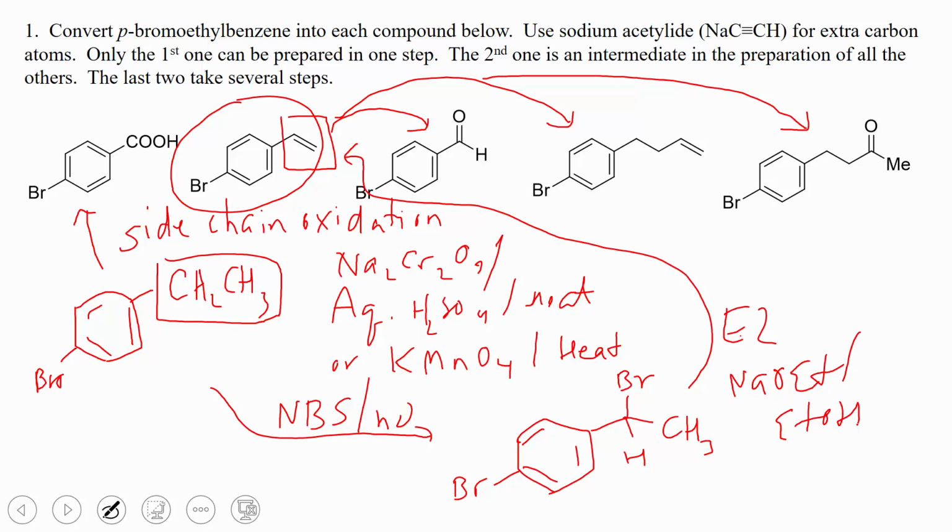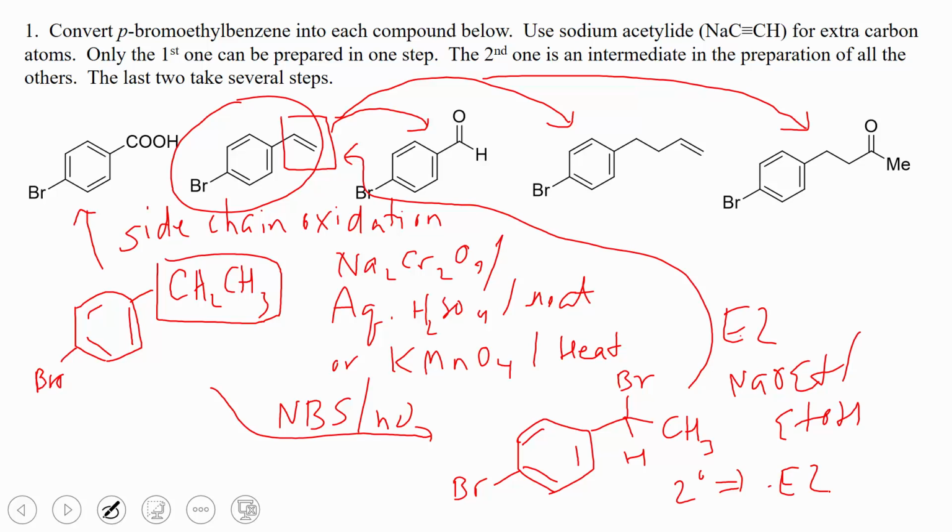Okay, so this is secondary. So the reaction with sodium ethoxide and ethanol is going to prefer the E2 over the SN2 reaction. All right, let's just go to the next slide here, and we'll do one of the other ones.